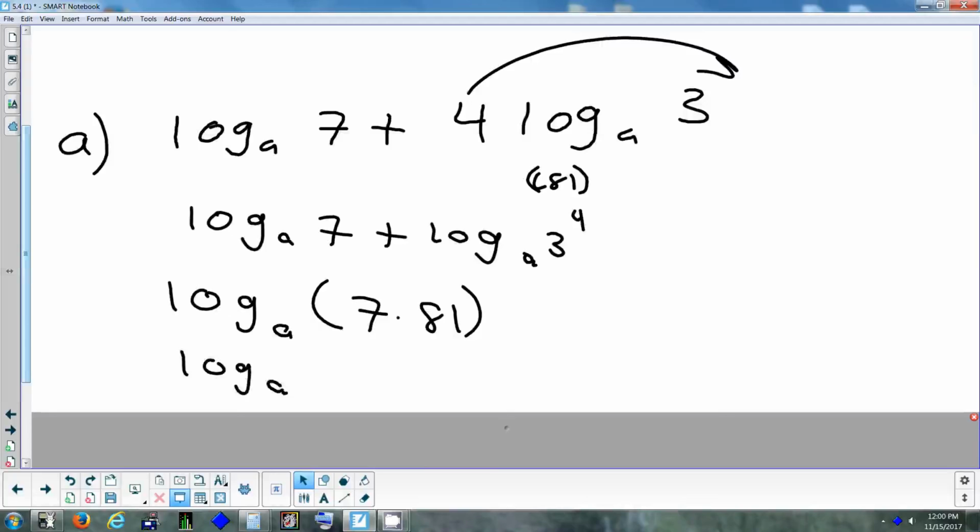The last thing you'd want to do is 7 times 81. So 7 times 8 is 56. 7 times 1 is 7. 567. So that's how you recombine. Yeah, I just did a little trick in my head. So that's how you recombine. Any questions on that?